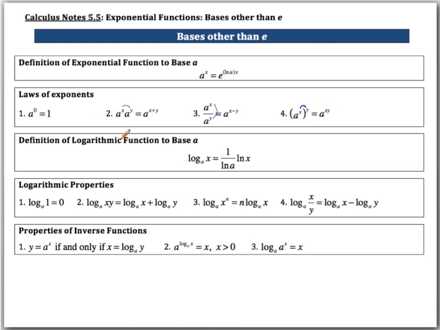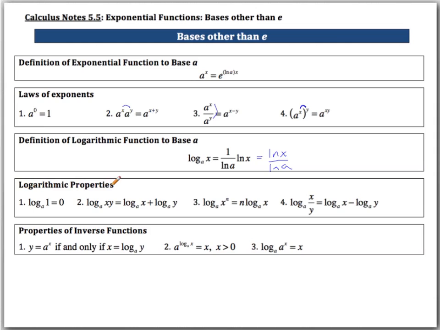Now here's the definition of logarithmic function to base a. So log base a of x equals 1 over the natural log of a times the natural log of x. And we might also see this as the natural log of x over the natural log of a. So this is how you can convert a logarithm in any base into the natural log function.